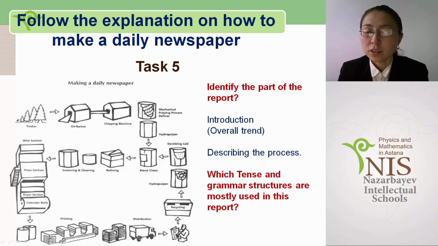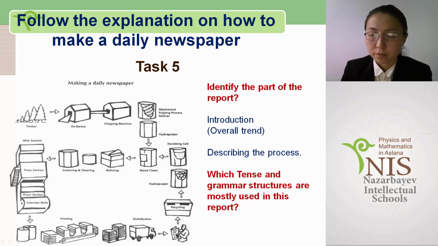Now let's have a look here. The first thing you need to do is to identify the part of the report: introduction, that is overall trend. Then you need to find the part describing the process, and you need to answer the following questions. Which tense and grammar structure are mostly used in this report?